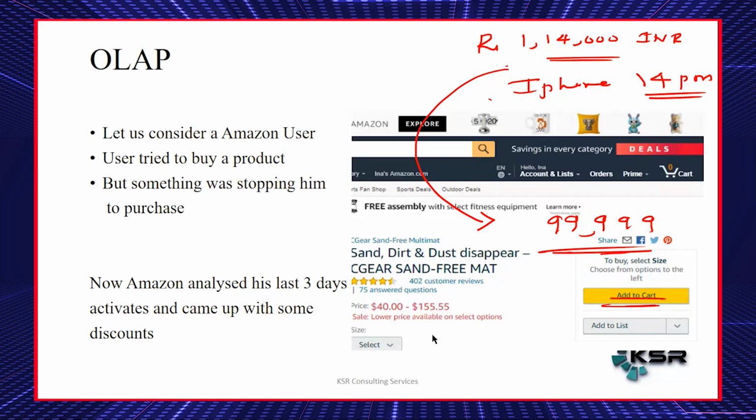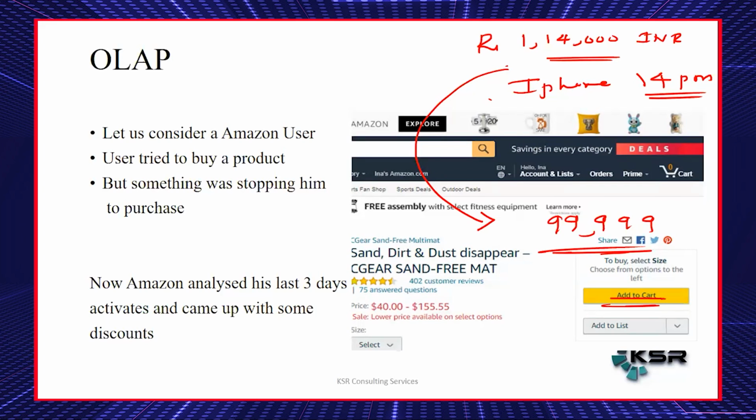Do you know what happened to Amazon? Amazon was thinking, hey, what happened to this guy? Day one, he came, he added to the cart, but he never purchased. Okay, fine, I thought he's just looking at it. Day two, again he came, again he wanted to buy. He was about to buy it, adding to the cart, but unfortunately he was not buying. Okay, I thought maybe he did not have money. Third day, he came. Fourth day, he came. What is his problem?